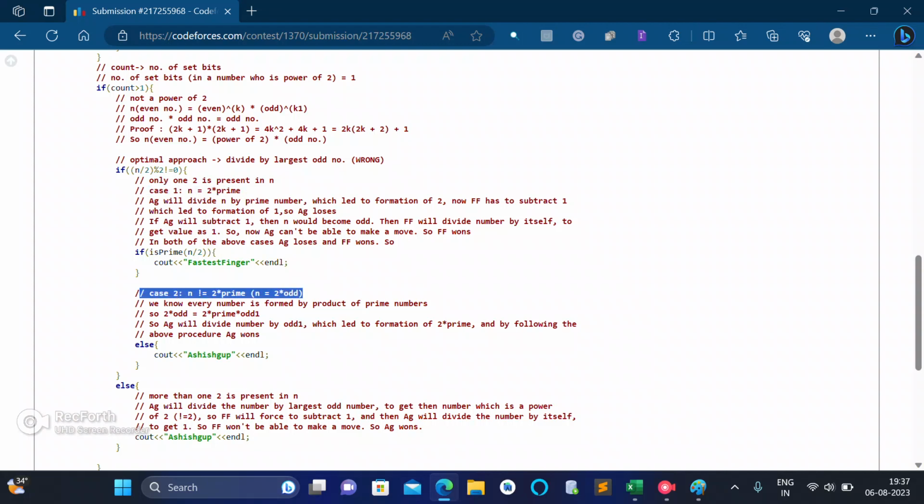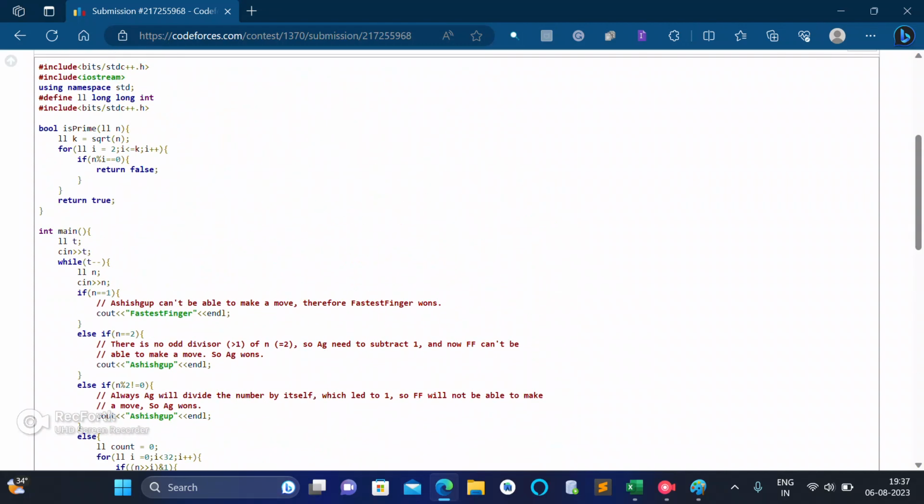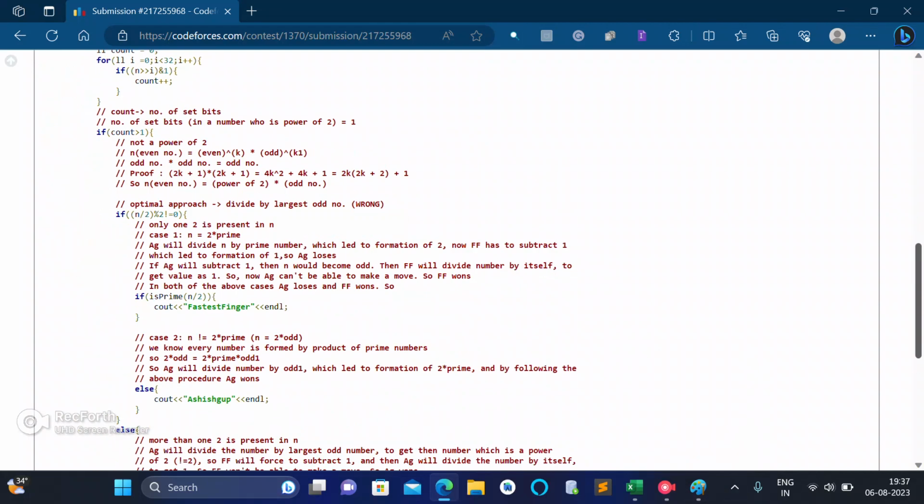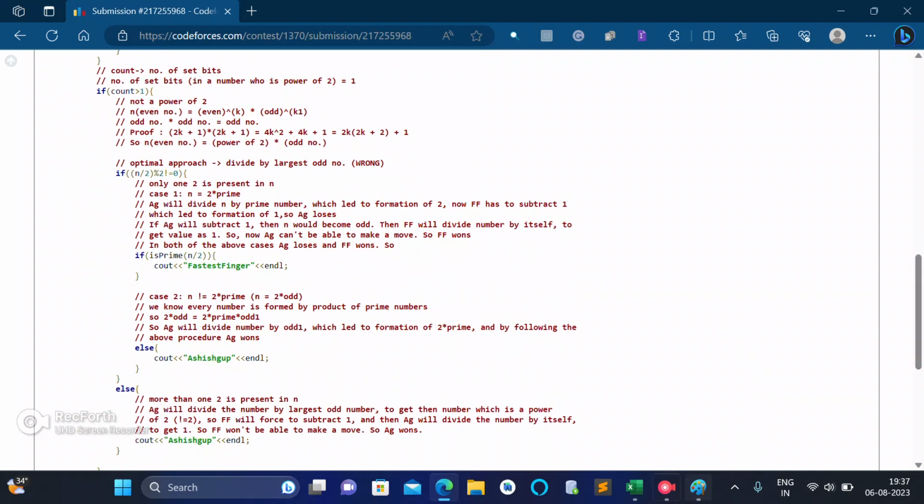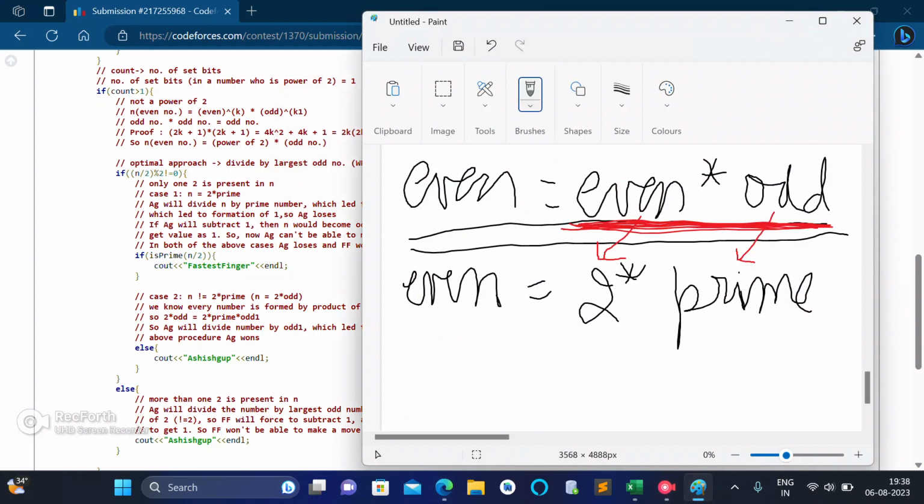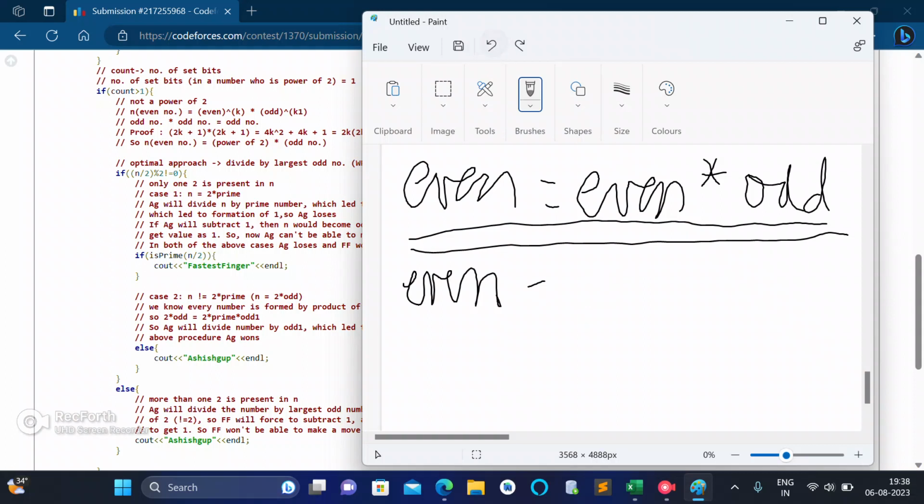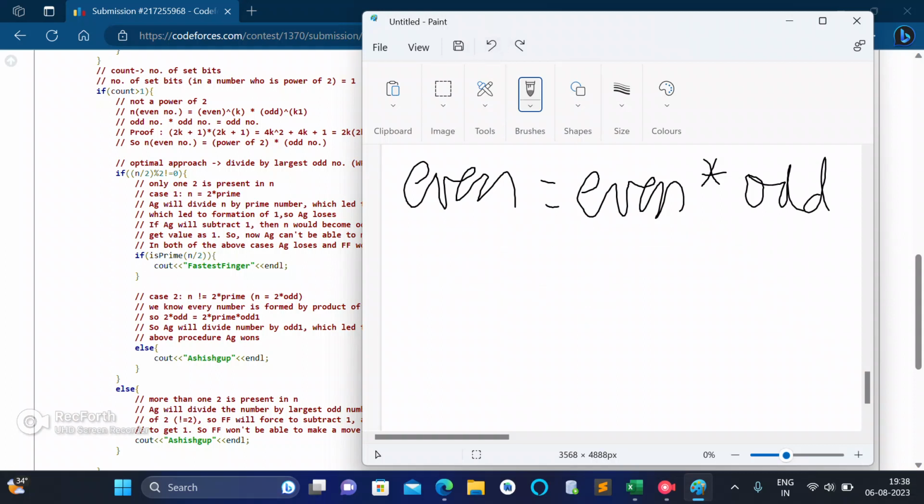Here you can see I have taken two cases. n is equal to 2 into prime, and n is not equal to 2 into prime, that is, n is equal to 2 into odd. That is why only one 2 is present. So we will consider both the cases, so let me consider all the cases.